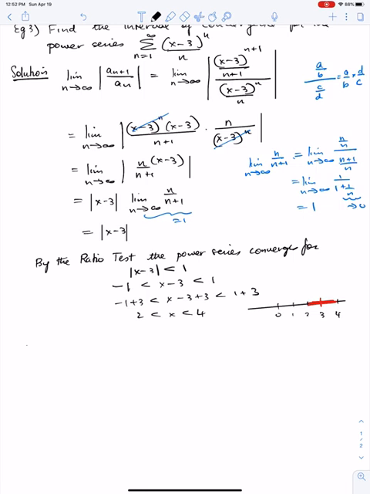If x equals 2, then what we get in our power series when we put x equals 2 is this. And this is your standard alternating series. It was the first example we did in alternating series, and it converges by the alternating series test.